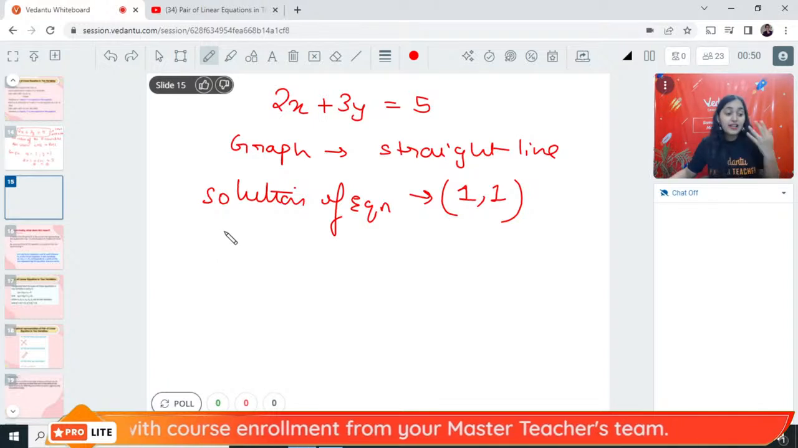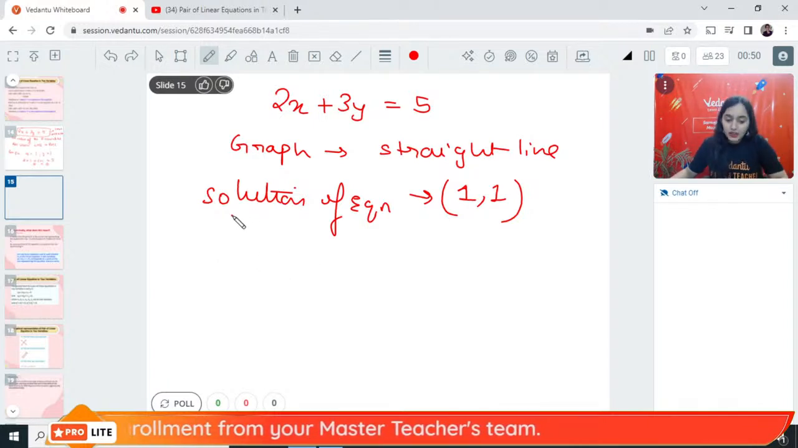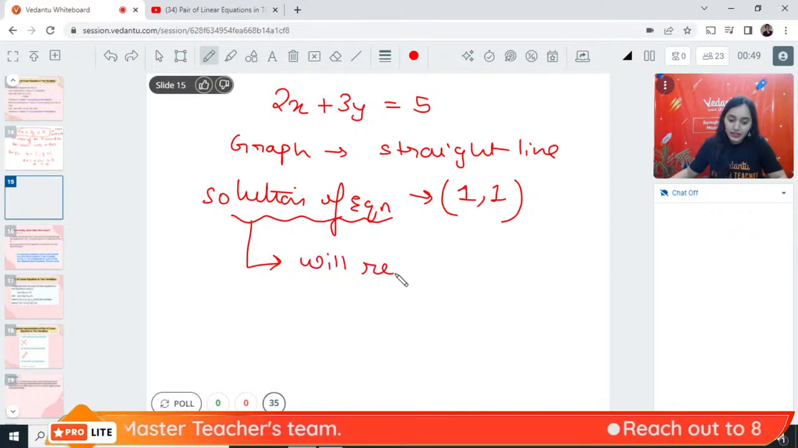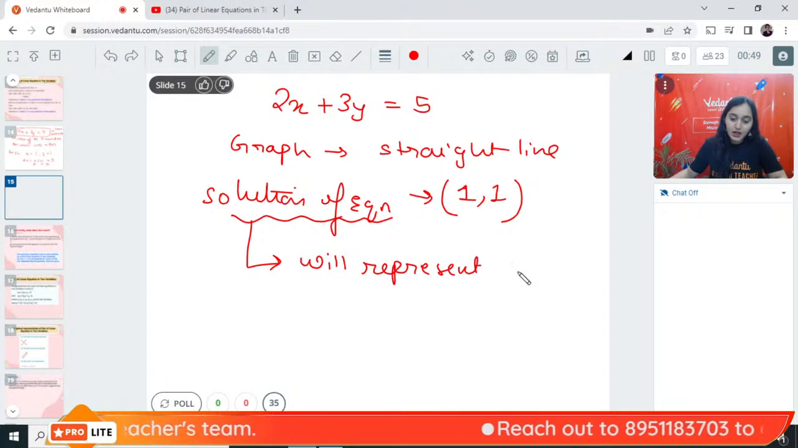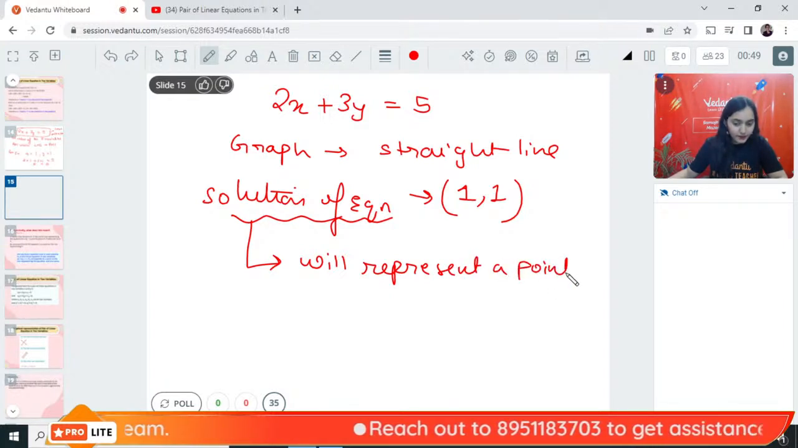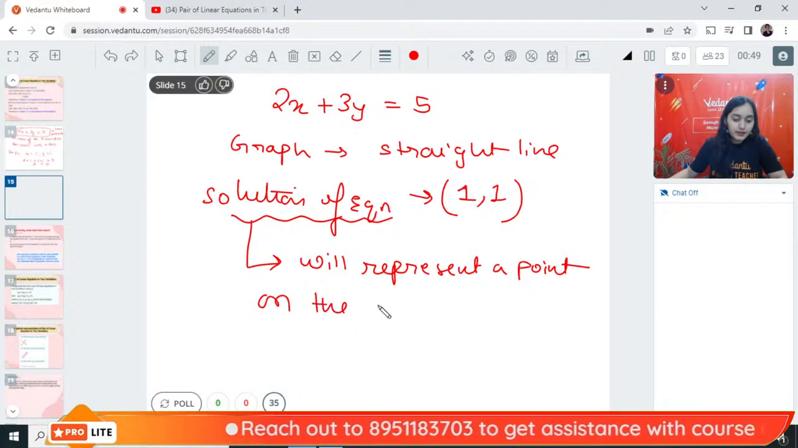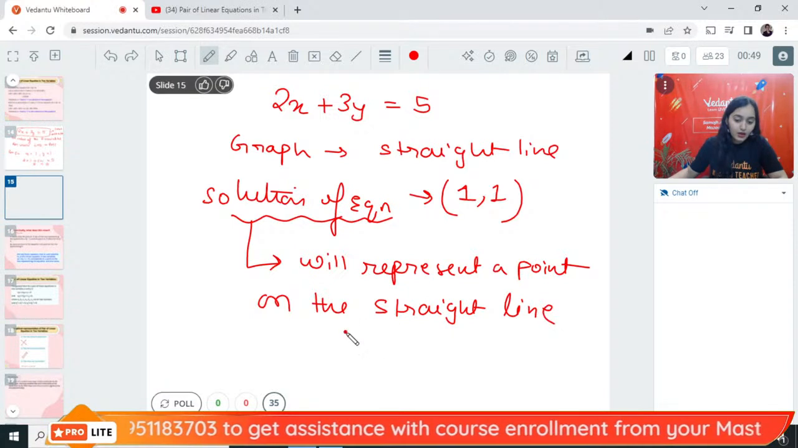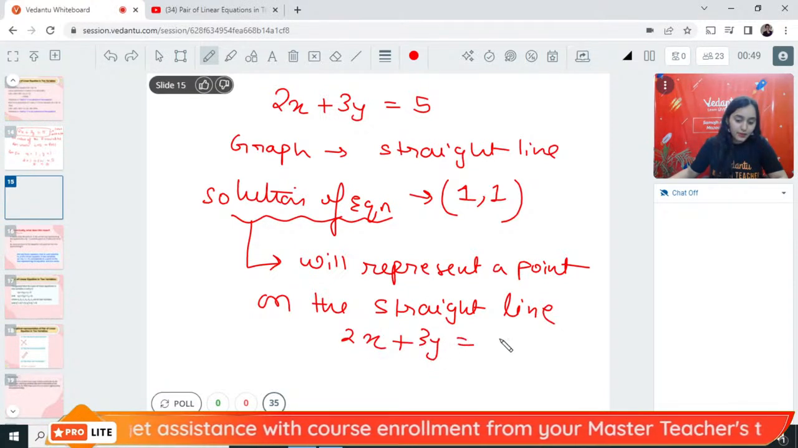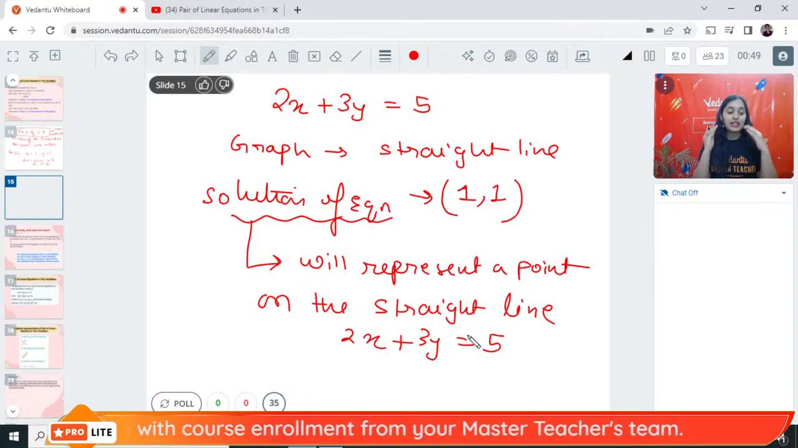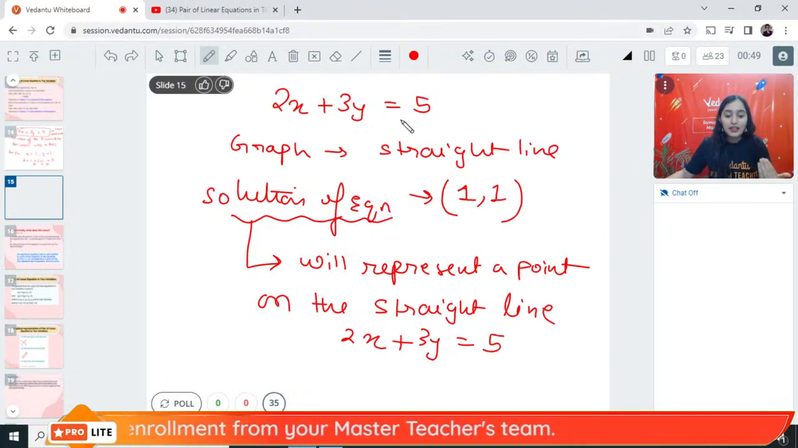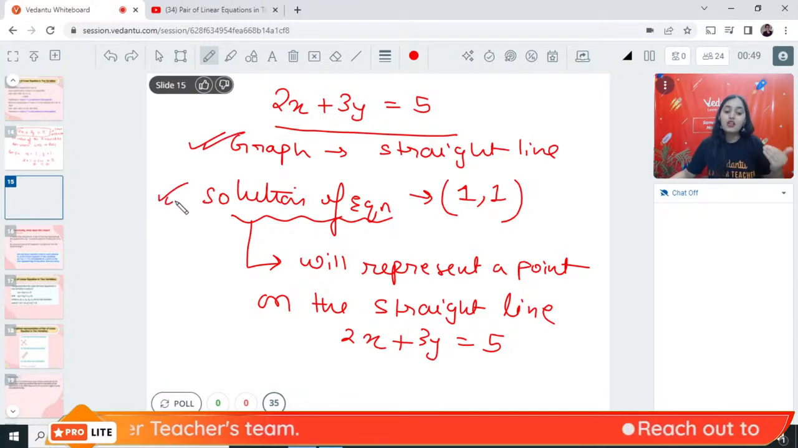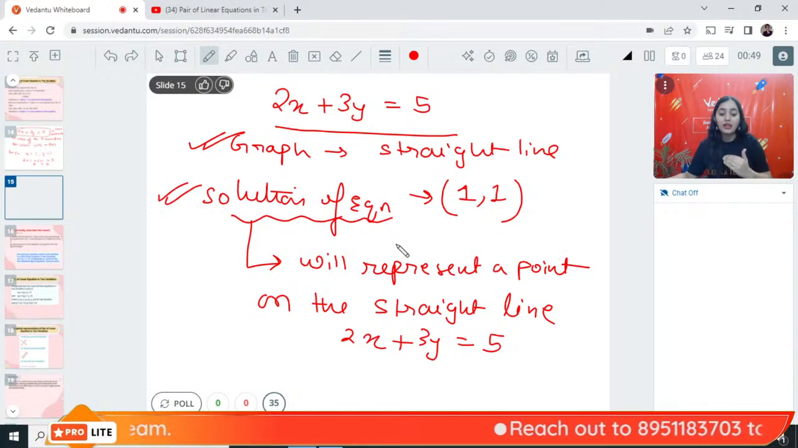Now, graphically what it represents, so the solution of the equation will represent a point on the straight line 2x plus 3y is equal to 5. Everybody understood what is the meaning of graphically? So this is our equation. This is the graph of the equation. This is the solution of the equation, that is 1 comma 1.